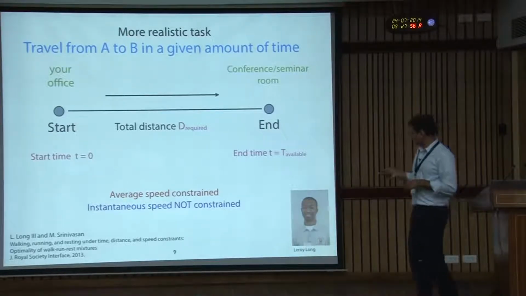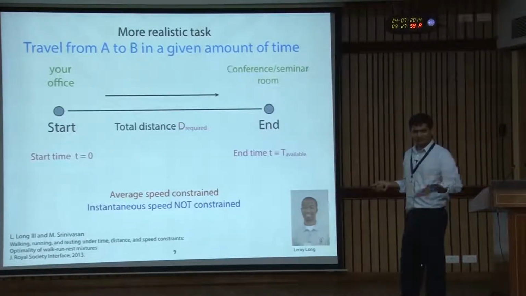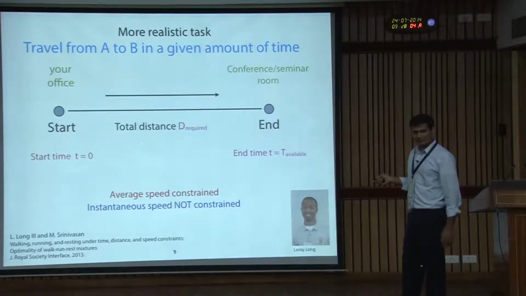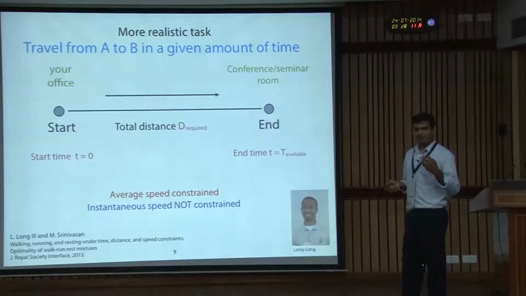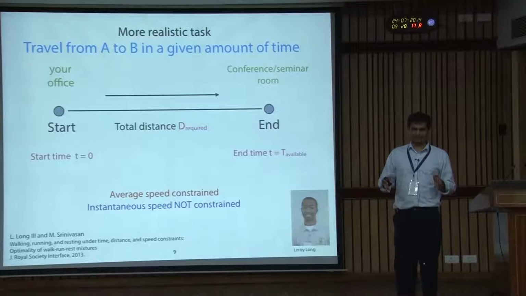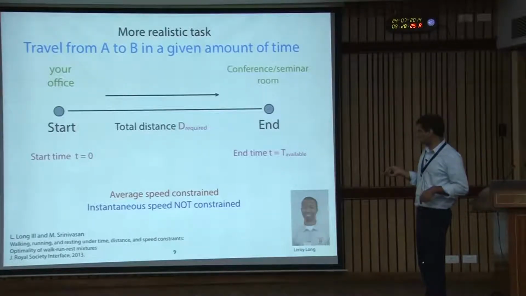And the task is the following. You want to go from A to B, not on a treadmill, but over ground. And so the total distance is specified. Let's say it's a straight line. And what we specify is the total time as well, right? So a treadmill specifies the speed, especially a short treadmill, specifies the speed instantaneously. You don't have much room for changing your forward speed relative to the belt. But here, what we have constrained is the total distance and the total time.